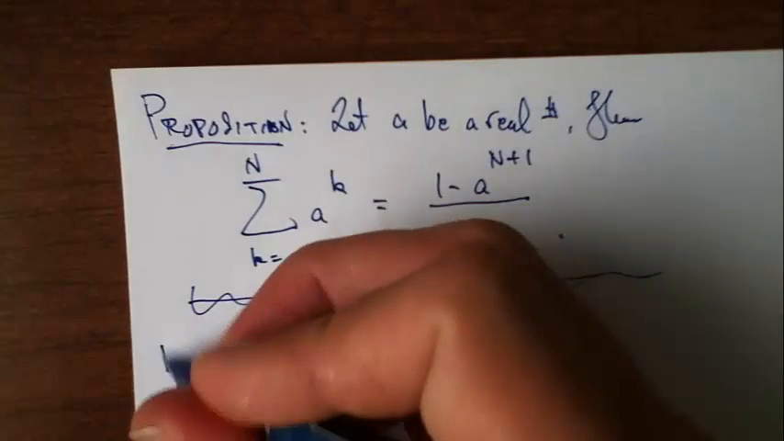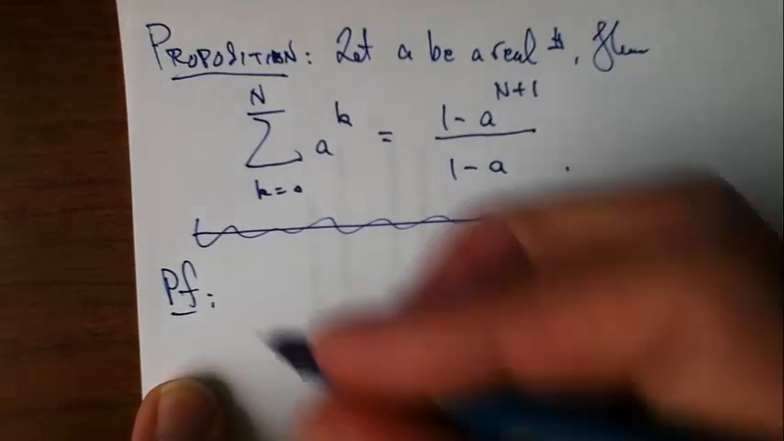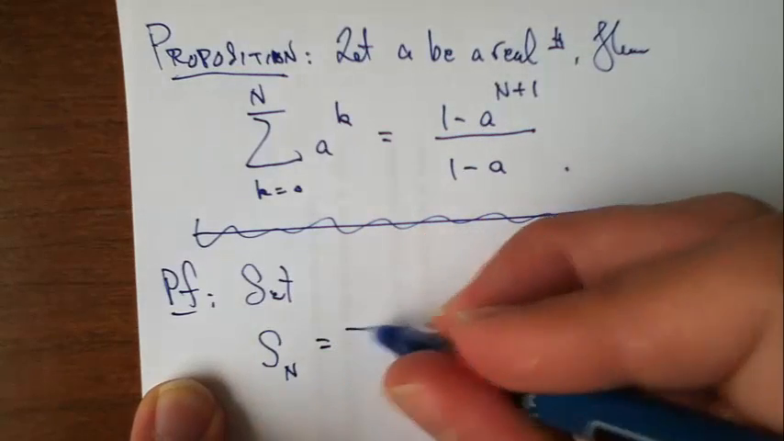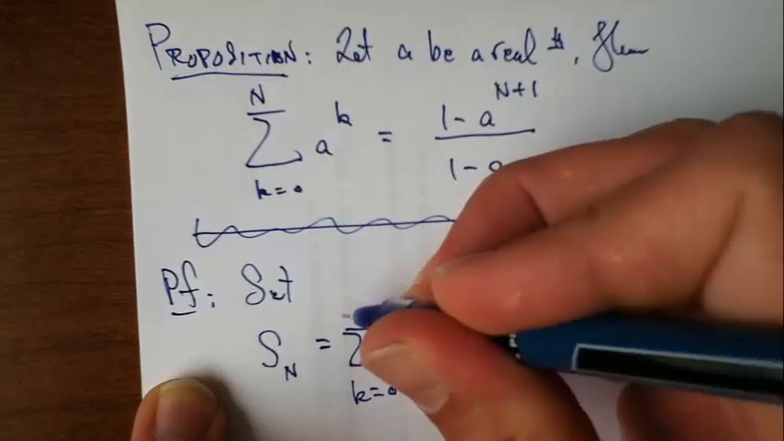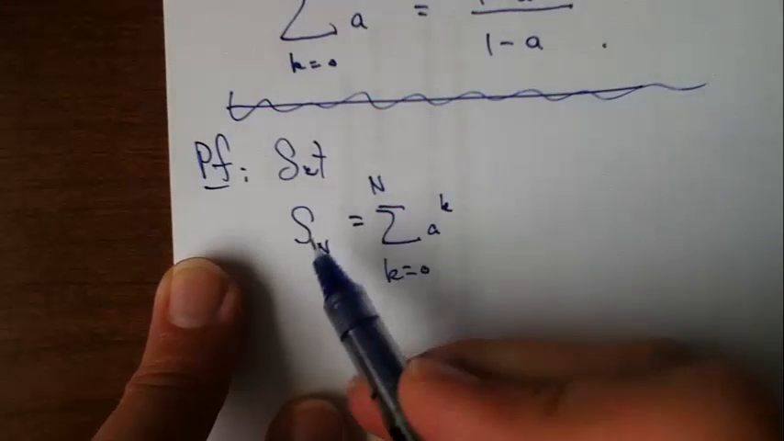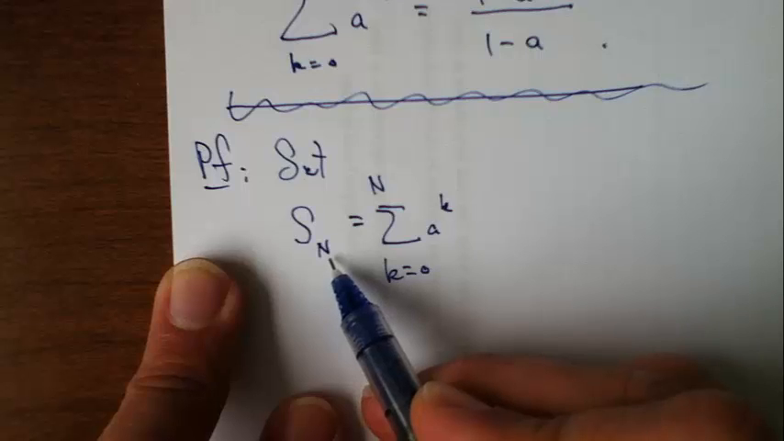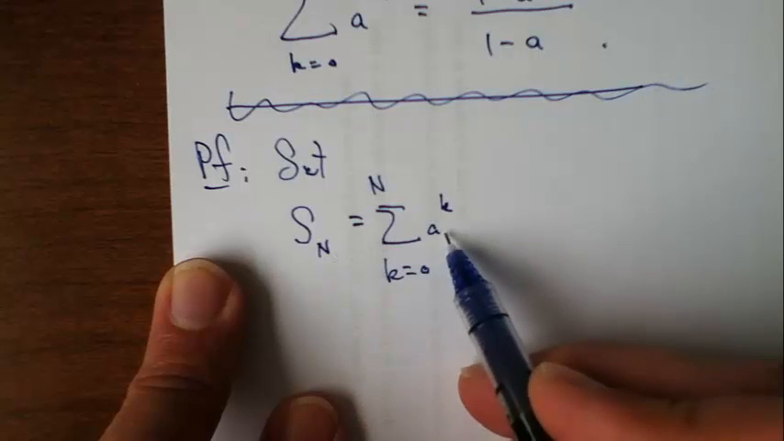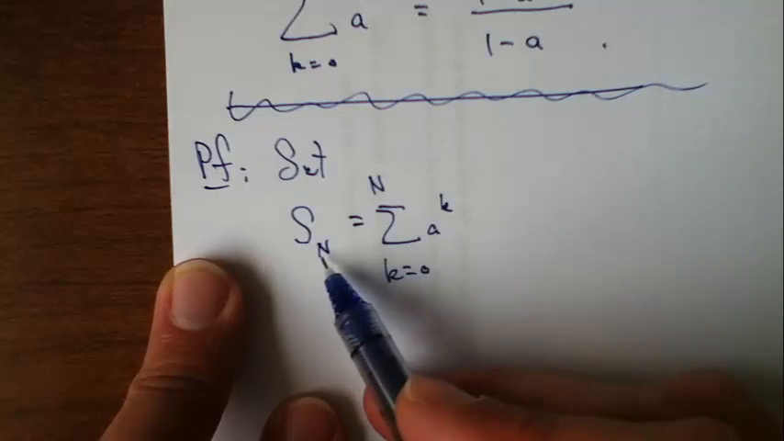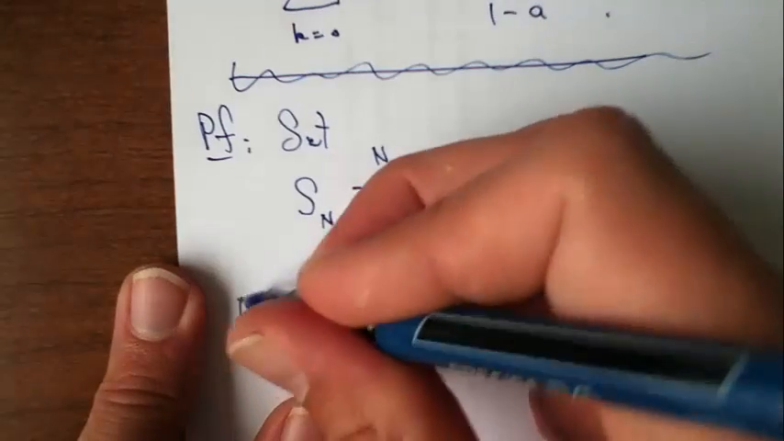Okay, let's prove this. First of all, just to make things a little easier, I'm going to set S sub n equal to this sum, k equals 0 up to n of a to the k. You can think of S for sum, and I'm summing up all the terms up to the one where you take a to the nth. It's really the first n plus 1 terms, but whatever. Okay, so note 2 things.